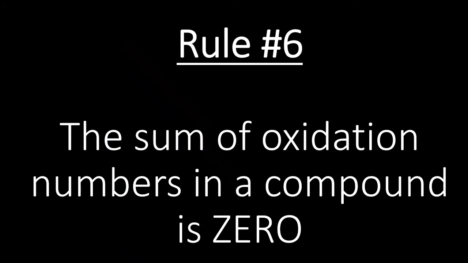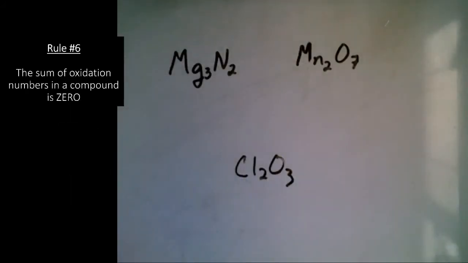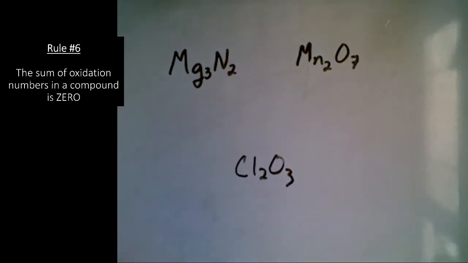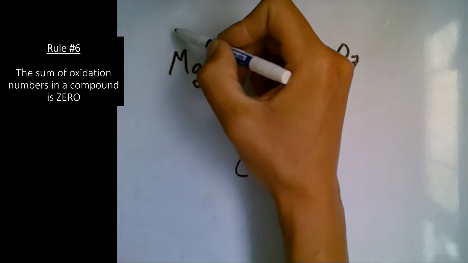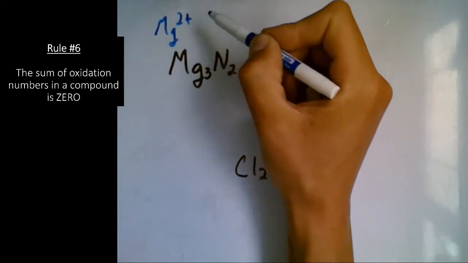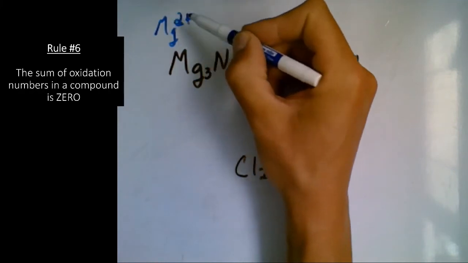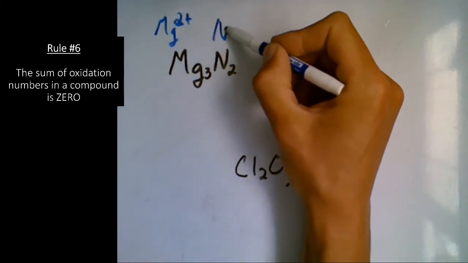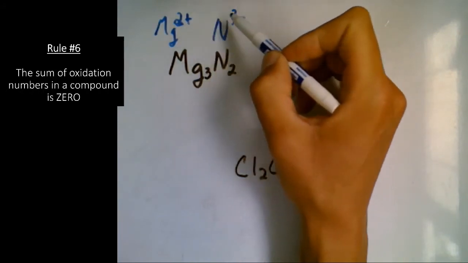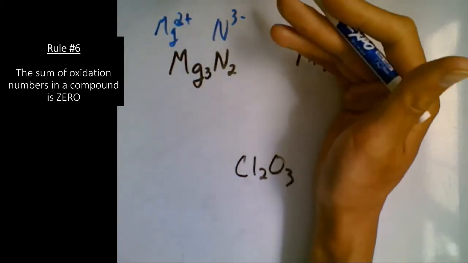Rule number 6, the sum of oxidation numbers in a compound must add up to be 0. So let's take a look at a few examples. So I have Mg3N2 to start, and we can actually do this one based on what we knew before. We knew that there is magnesium with a +2 because it's an ionic compound. Nitrogen has an oxidation number of -3. Now you may be wondering, well, how does that add up to be 0?